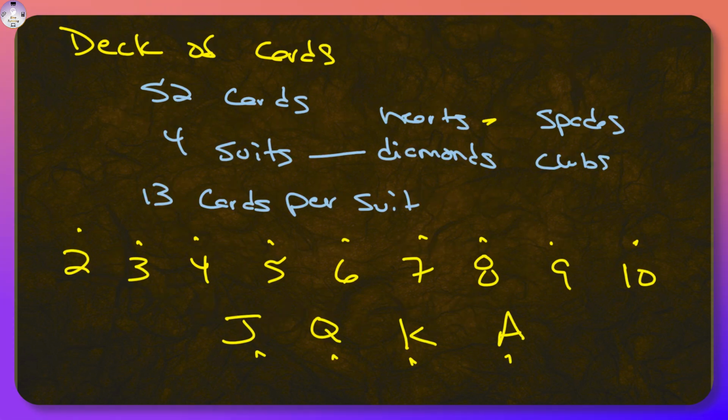Before we get to that example, let's talk about a deck of cards real quick. There are 52 cards in a standard deck of cards. There are 4 suits in a standard deck: hearts, diamonds, spades, and clubs. And there are 13 cards per suit. Hence, 13 times 4 is 52. 2, 3, 4, 5, 6, 7, 8, 9, 10, jack, queen, king, and ace. Those are your cards within each of the suits in a standard deck of cards.